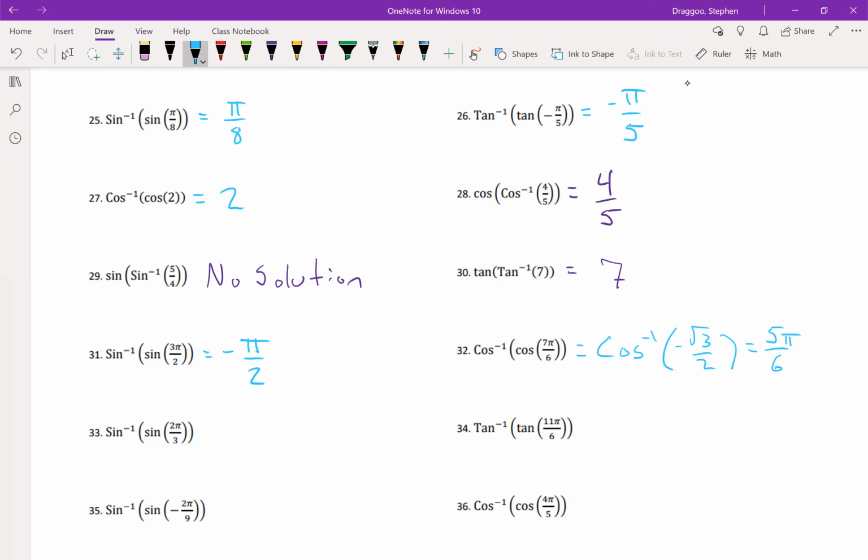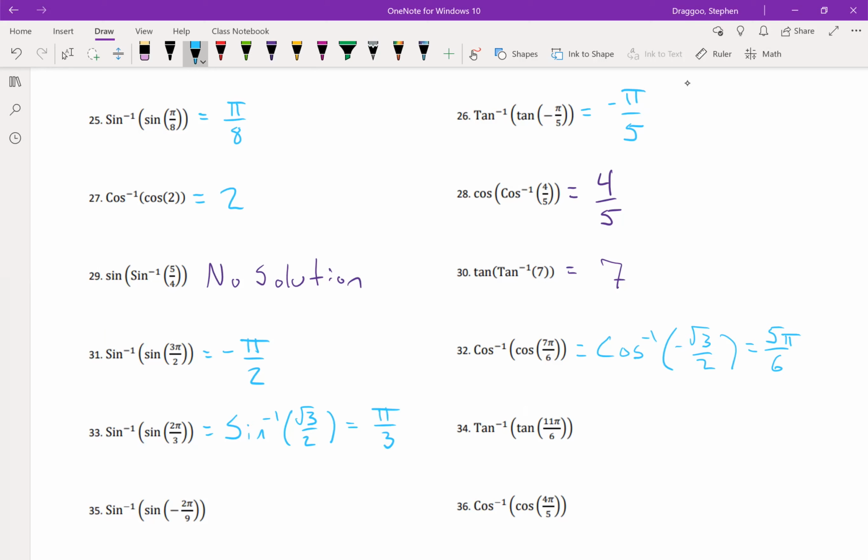Next, on 33, I want the sine inverse of the sine of 2 pi over 3, which would be the same as the sine inverse of positive root 3 over 2, since sine is positive at 2 pi over 3, which must happen at pi over 3.